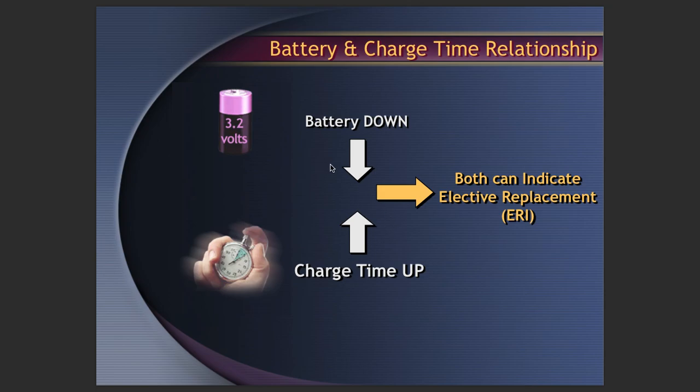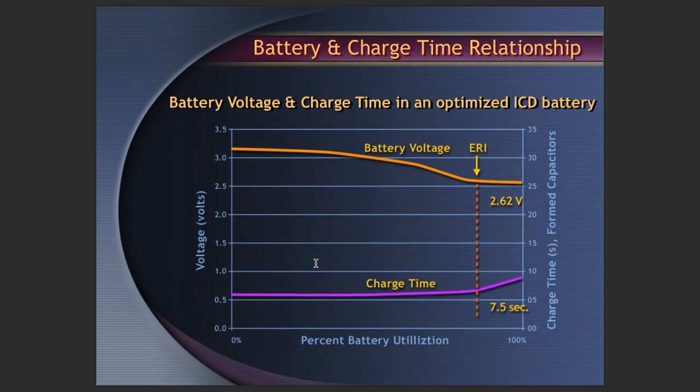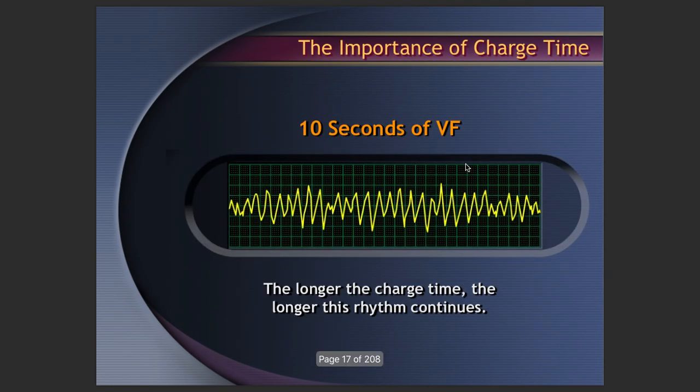There are two parameters on the basis of which you can predict it. One is when the battery level goes down, and the second is when the charge time is increased. The charge time is inversely proportional to the battery. It means if the battery is higher, the charge time is less. If the battery is lower, the charge time is longer, always. This is how it goes. If you look carefully at the relationship of the battery and the charge, with the passage of time it is going to come down. And this is the time when you should think about changing the battery, in fact.